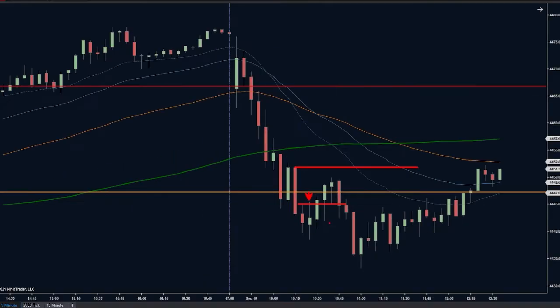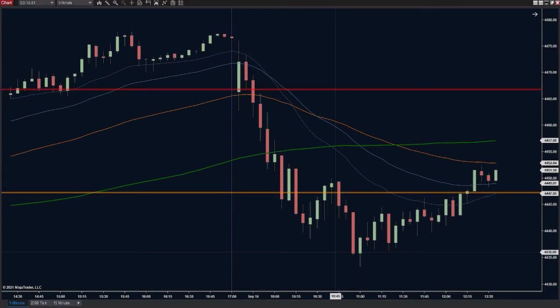Now, as far as the continuation phase goes, you'll notice they went a little bit further. And in terms of structuring the trade, we have to be realistic. This is a scalp style trade. High risk, low reward, high probability. That's the point of it.